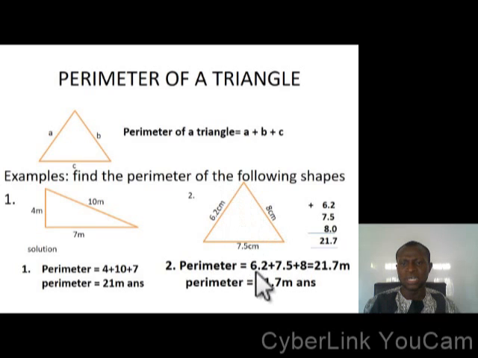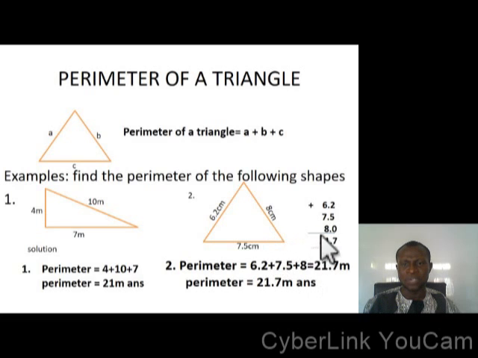So that will now be 6.2 plus 7.5 plus 8. Alright, so you can see all of them here, 6.2 plus 7.5. Then our 8 is just 8. But to avoid making some silly mistakes, you can make this one also be in one decimal place by writing 8.0. It's still the same thing as 8.